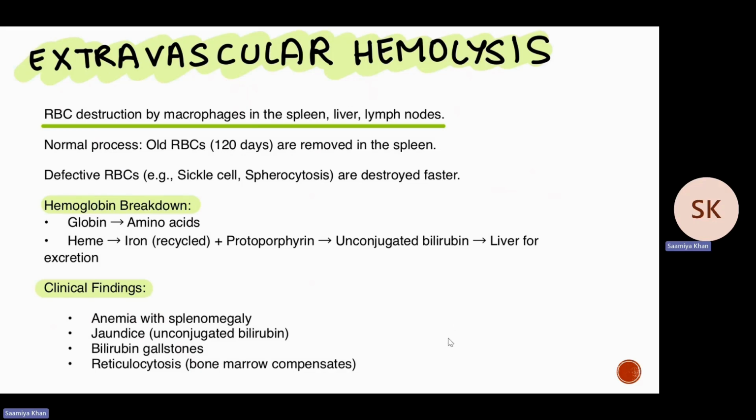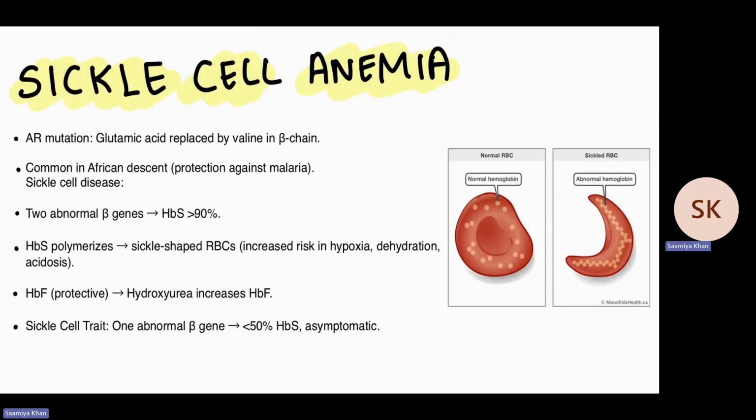Now, when RBCs are destroyed faster in these processes, sickle cell or spherocytosis, you can see some clinical findings. You can see anemia with splenomegaly because more RBCs are going to the spleen, jaundice because of the unconjugated bilirubin, a risk of bilirubin gallstones, and reticulocytosis because the bone marrow starts to compensate for the destroyed RBCs and produces more. In extravascular hemolysis, we have sickle cell anemia and spherocytosis.